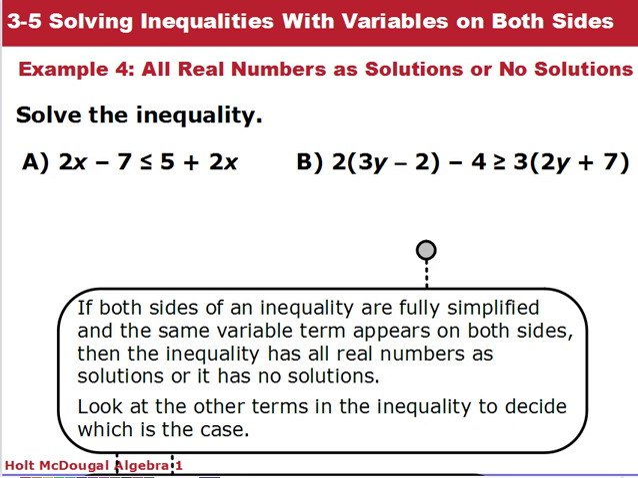And our last example. Want to make note, when both sides of an inequality are fully simplified and the same variable appears on both sides of the inequality, then there are two choices. The choices are either all real numbers will be a solution, that's one choice, or it will have no solutions. So we want to look at other terms in the inequality to decide which is the case.